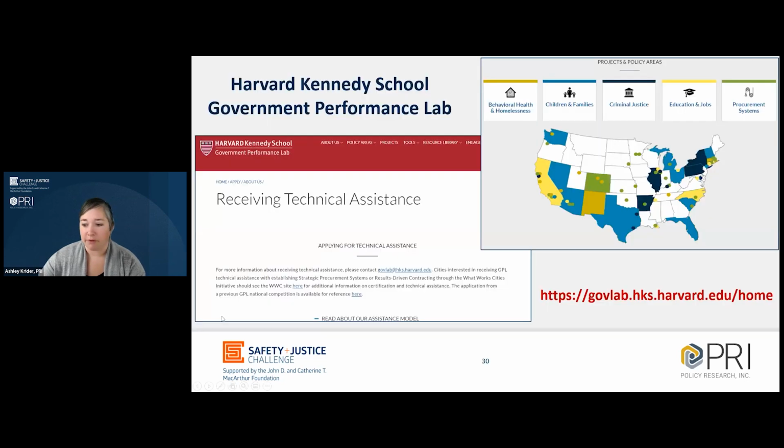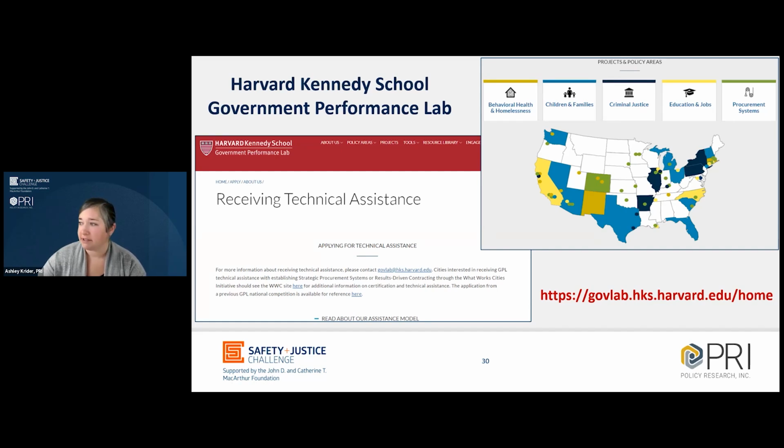Okay, and we will send out all of the resources that were mentioned today, websites and other things, with the recording and the slides if folks were unable to join or have colleagues join. So just again, to touch on this Harvard Kennedy School Government Performance Lab, this is a resource that's outside of the Safety and Justice Challenge. Both Katya and Reggie spoke to it. And they do a lot of research, but also provide pro bono technical assistance.